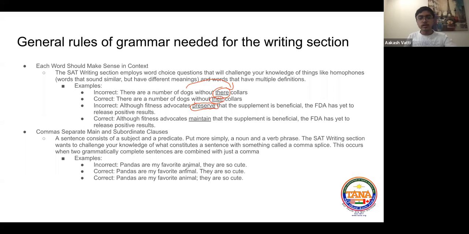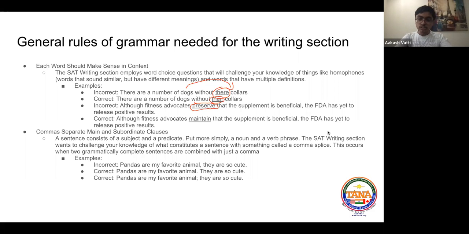Commas separate main and subordinate clauses. This is a section I particularly struggled with, because comma splices were the number one thing I got wrong in the writing section. A sentence consists of a subject and a predicate. Put more simply, it's a noun and a verb phrase. The SAT writing section wants to challenge your knowledge of what constitutes a sentence by using something called a comma splice. This occurs when two grammatically correct sentences are combined with just a comma.